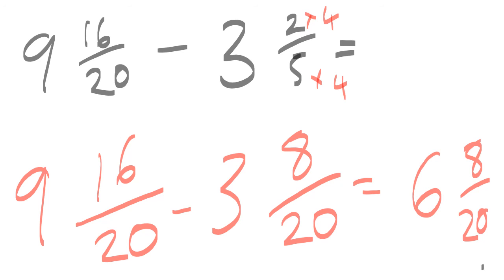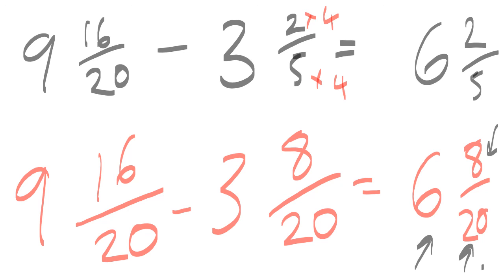But oh, look, you can actually simplify that, can't you? Because if you divide 8 by 4 you get 2, and if you divide 20 by 4 you get 5. So your actual simplified answer would be 6 and 2/5. Remember, 6 and 8/20 is correct, but a more correct answer, a simplified answer, is 6 and 2/5.